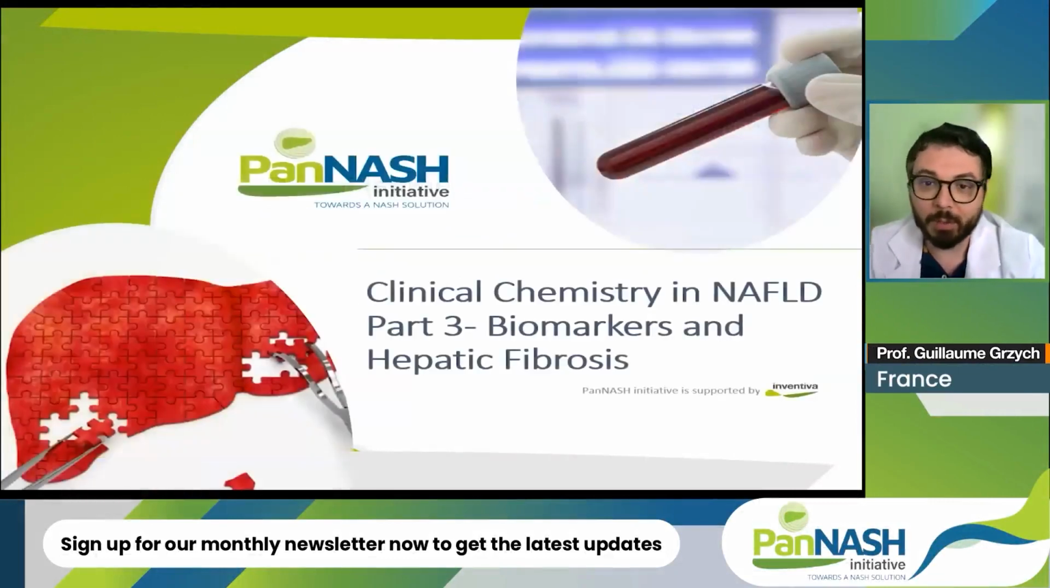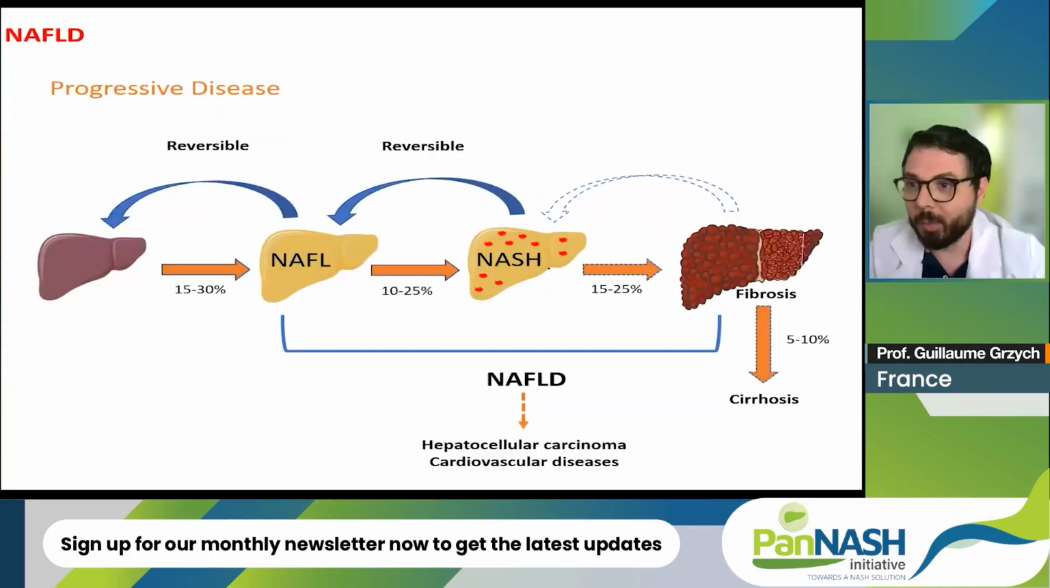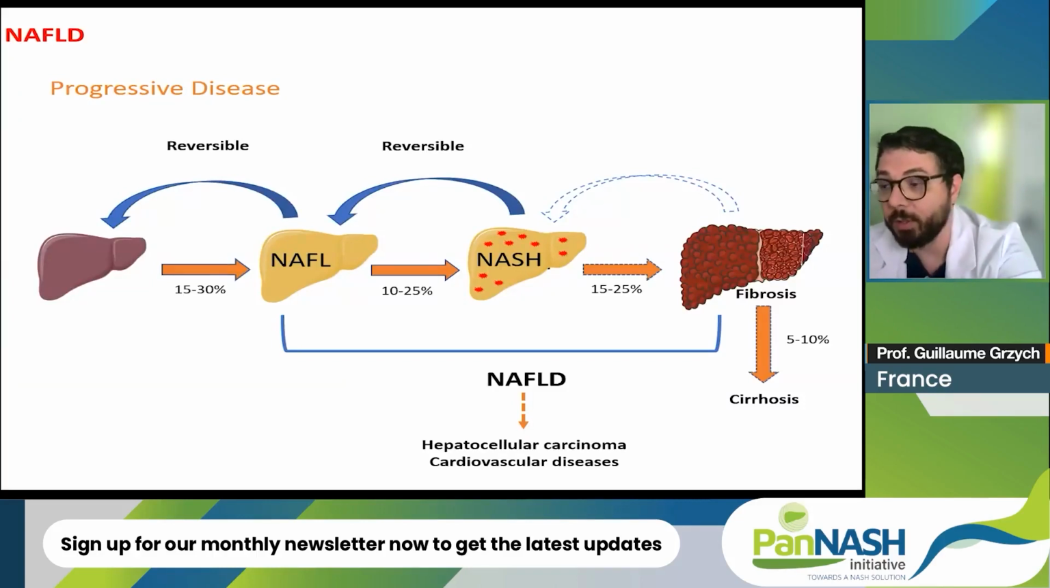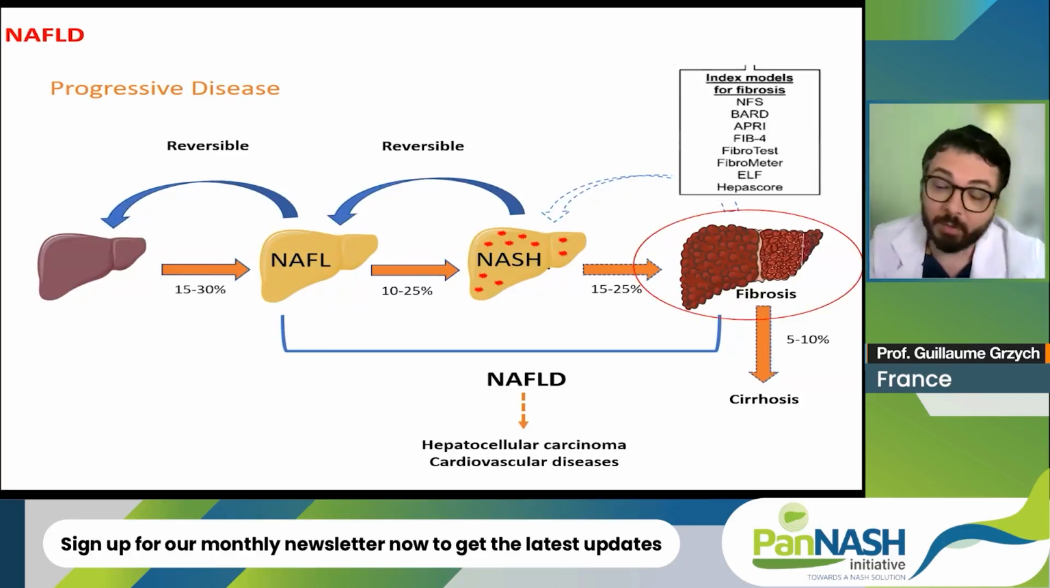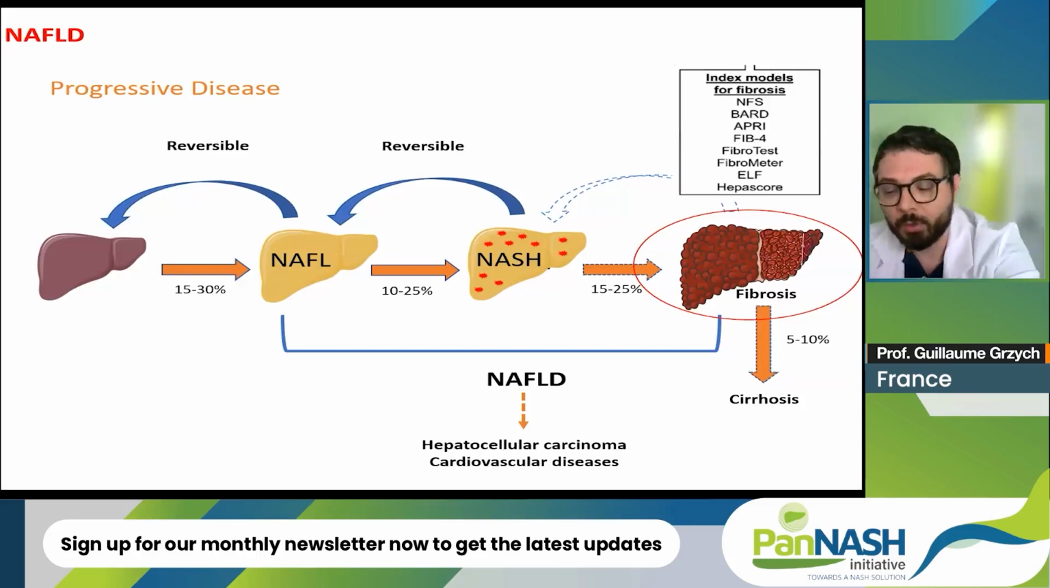And this is the first part of the video about clinical chemistry and NAFLD. In this part, we focus on biomarkers and hepatic fibrosis. So, a reminder about NAFLD: the progressive disease encompasses several stages, NAFL, NASH, and fibrosis. And in this third video, we focus on hepatic fibrosis. In hepatic fibrosis, there are a lot of available markers and combinations of marker scores to determine whether a patient could have fibrosis or not.